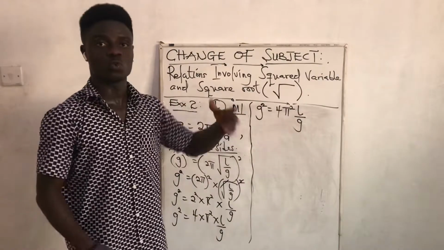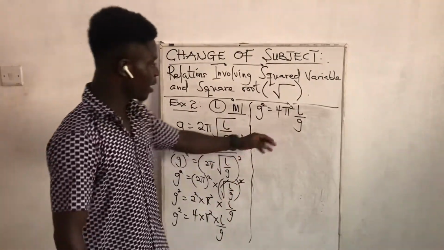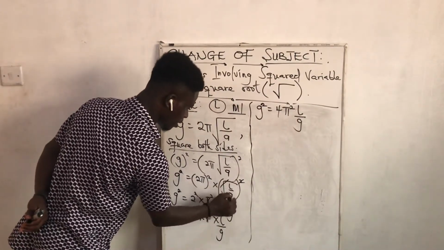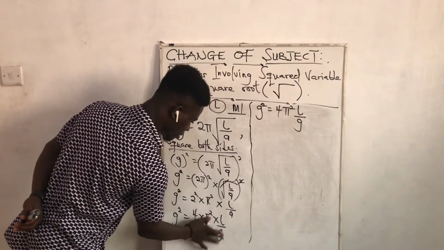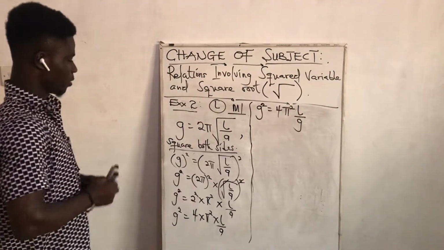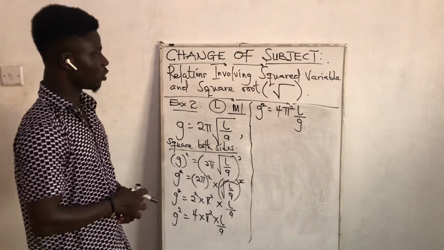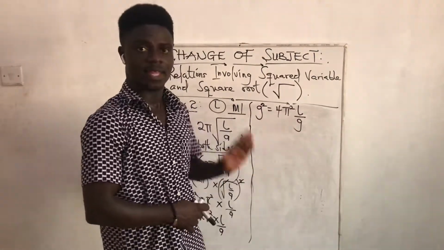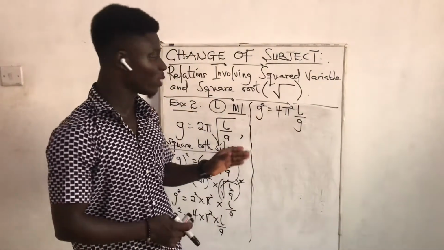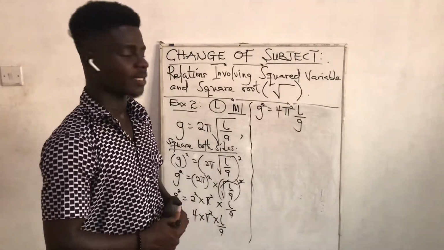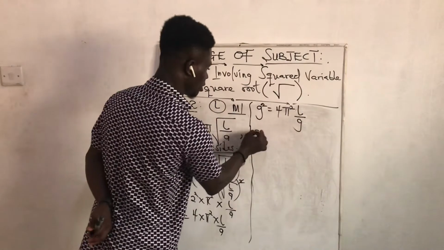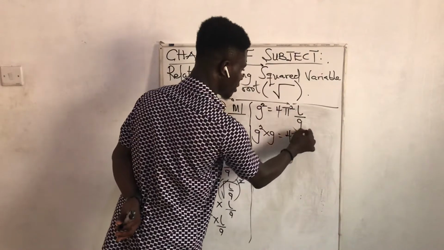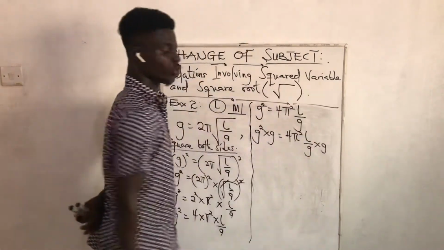How many times here do we have a denominator? What's the LCM? Here is g, then here is also g. So you have to take the LCM of both sides. The LCM is g. So now g squared times g equals 4 pi squared L on g times g, right?